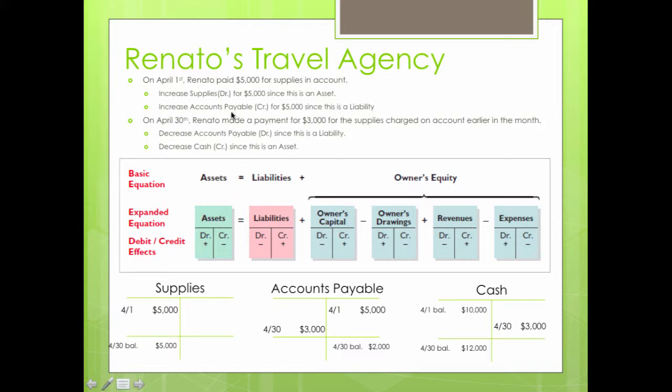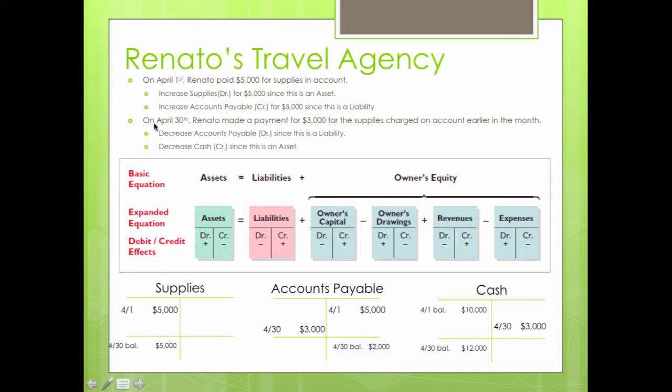Okay, now when you are increasing accounts payable, we determined that increasing liabilities is a credit under accounts payable. So we go to the T account that's under accounts payable, and the credit is on the right side. So we write that transaction date for April 1st for $5,000 on the right side or the credit side. And that's all you do.